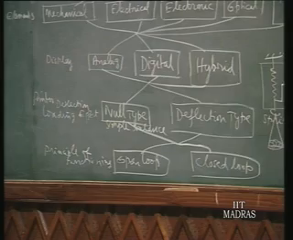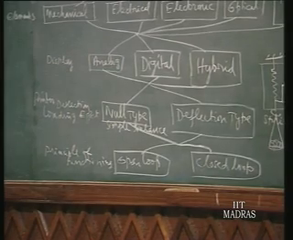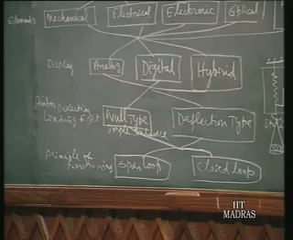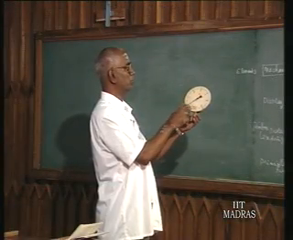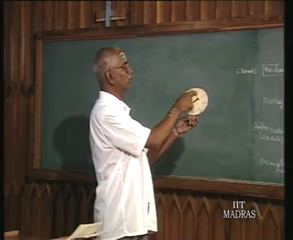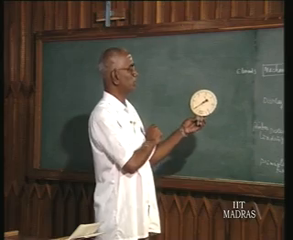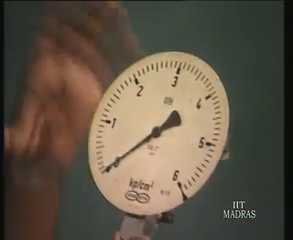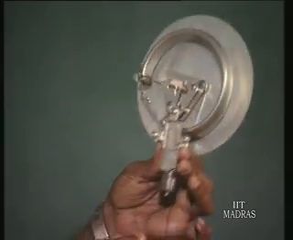A typical example is what you have seen earlier, a pressure gauge. Yeah, it's a pressure gauge, kilogram force per centimeter square. So it is 1 bar, 2 bar, 3 bar, 4 bar, 5 bar, 6 bar. Its range is 6 bar. It's an instrument, a pressure gauge, a typical instrument. And if you open the back side, you see all these elements.